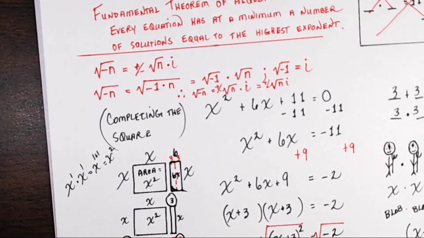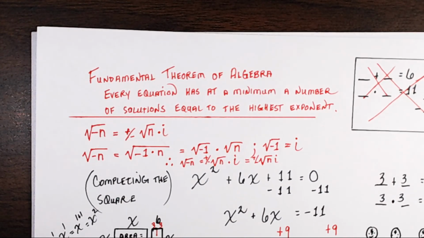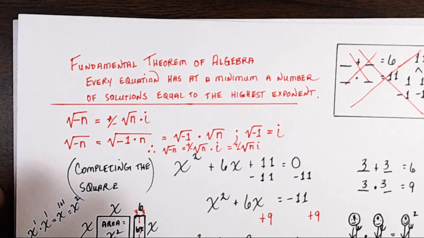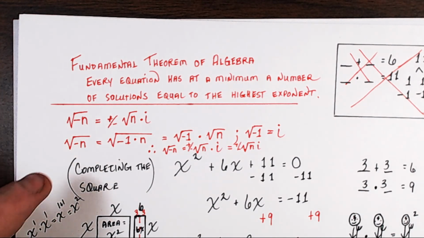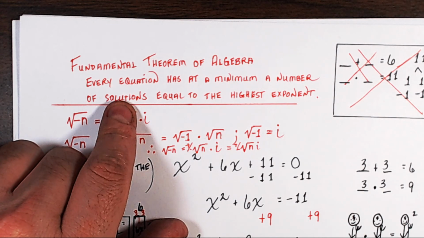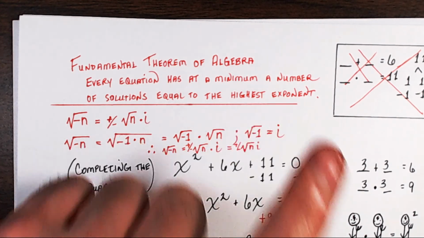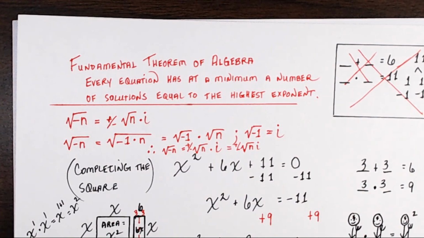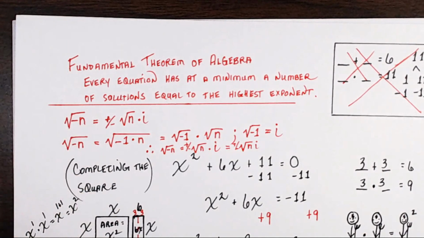We also learned the fundamental theorem of algebra, a reduced and condensed and simplified version of part of the fundamental theorem of algebra. Every equation has at a minimum a number of solutions equal to the highest exponent. Okay? Again, there are some people with a PhD in mathematics whose heads just exploded, but that's okay because I'm not talking to you. I'm talking to freshman Algebra 1 students.